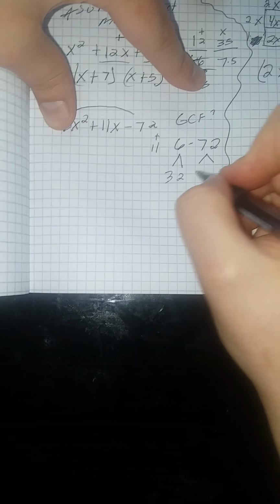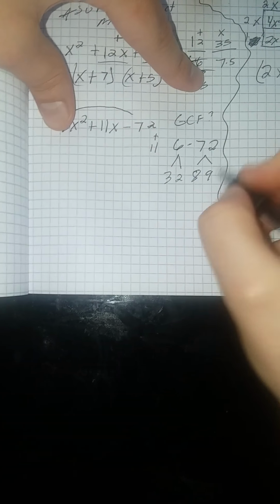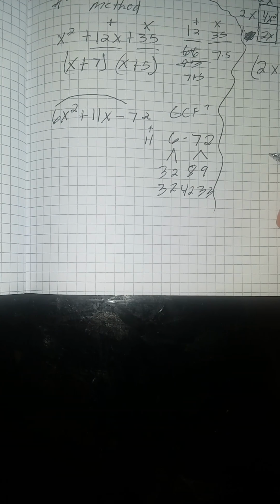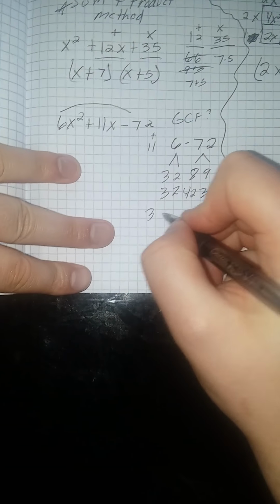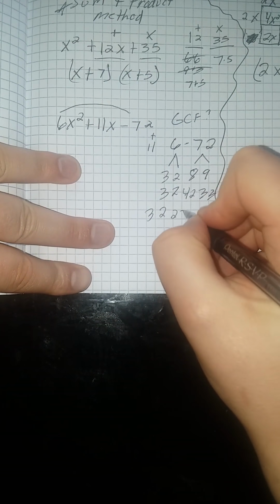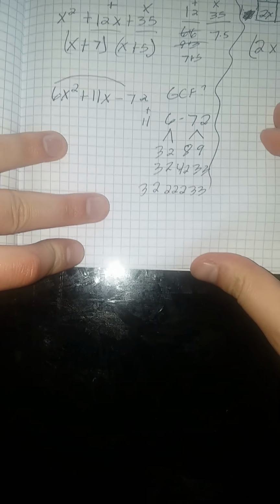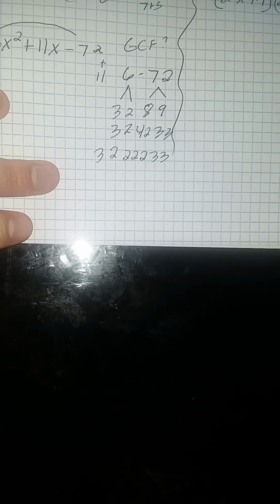3 and 2. Let's see, for 72, let's go 8 and 9, 3 and 3, and 4 and 2, and 2 and 3. So there's more factors of 72: 3, 2, 2, 2, 2, 3, 3. Okay, those are all of the prime factors of 6 and 72.